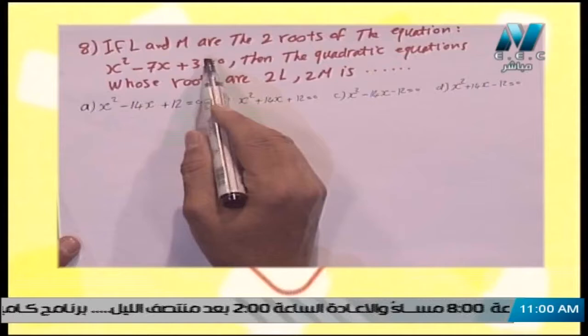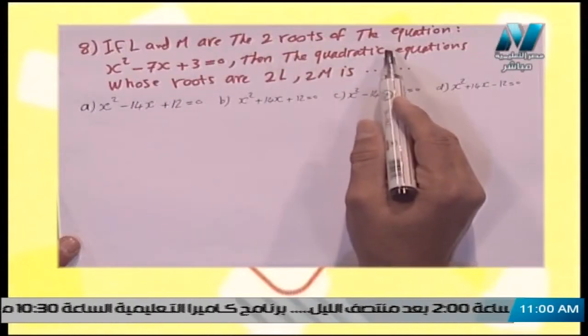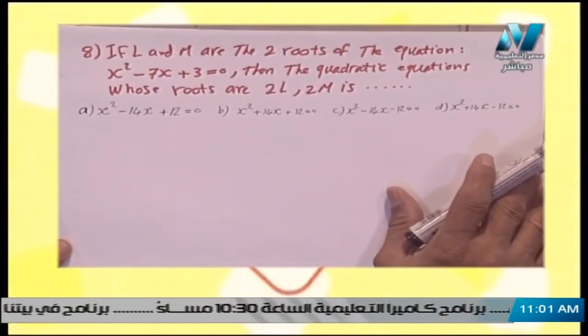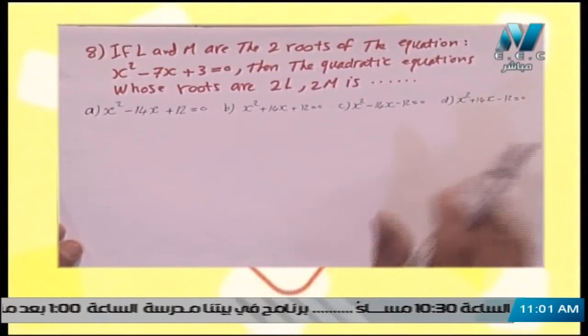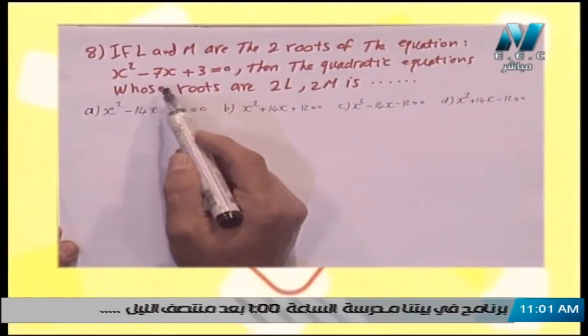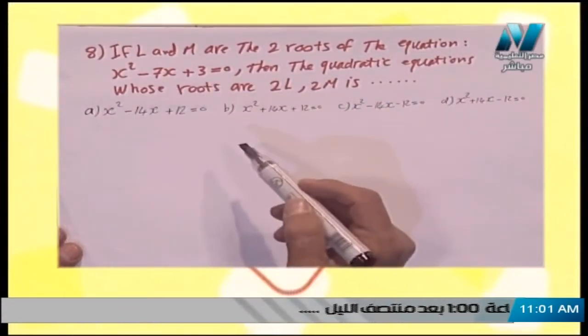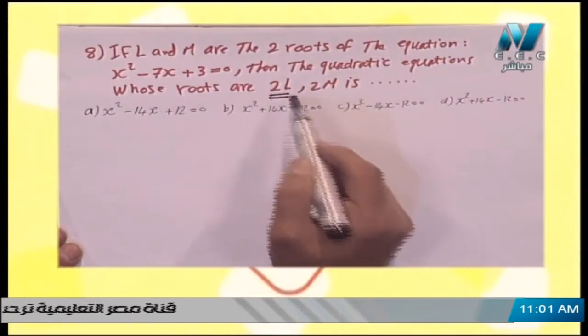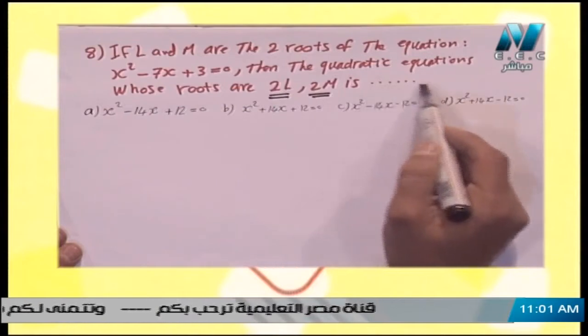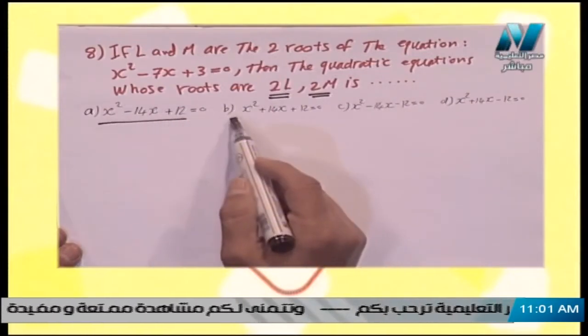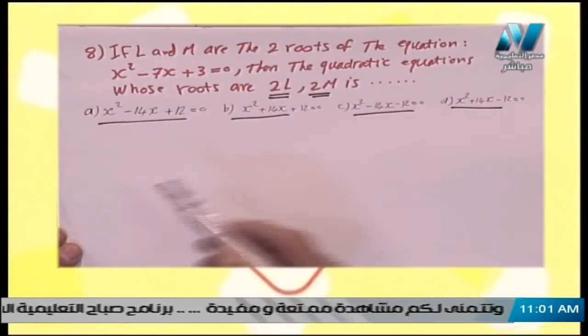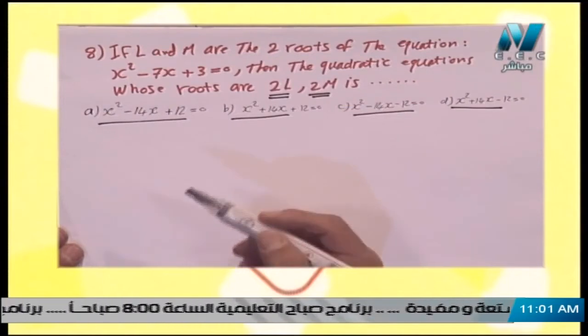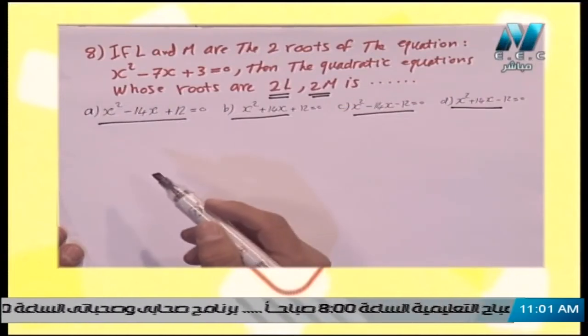Let's look at this question here. If L and M are the two roots of the equation x power 2 minus 7x plus 3 equals 0, then the quadratic equation whose roots are 2L and 2M is one of these four equations. Okay, so let's make a test for them.